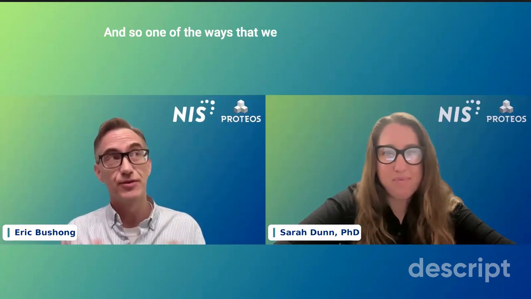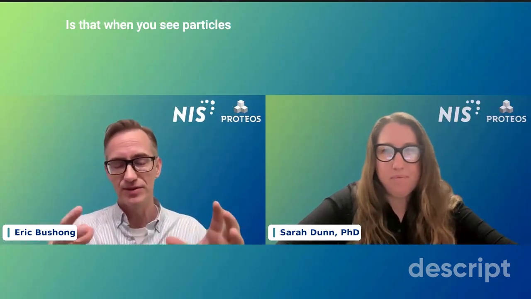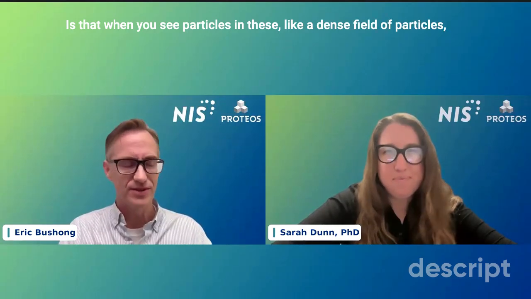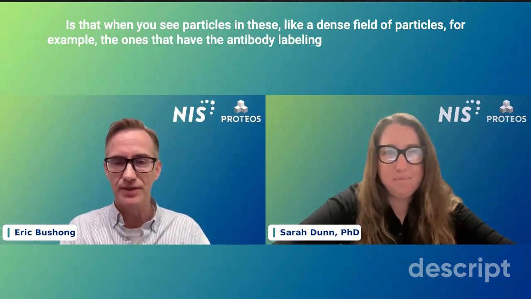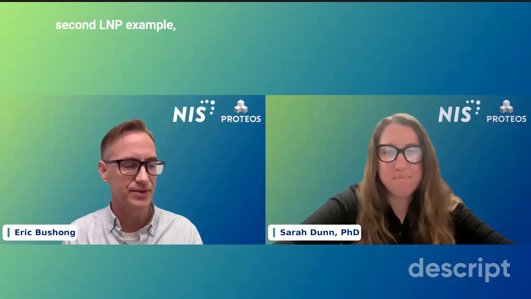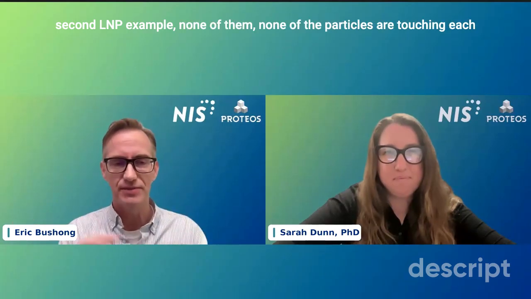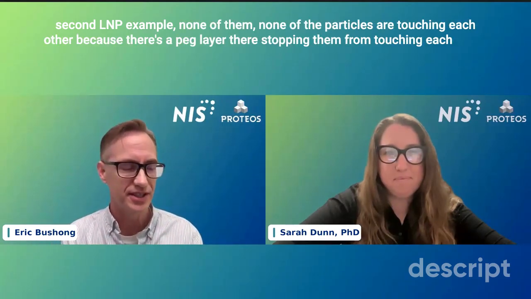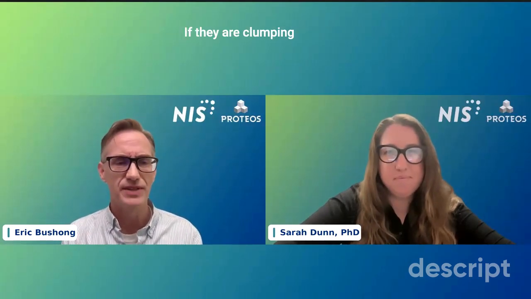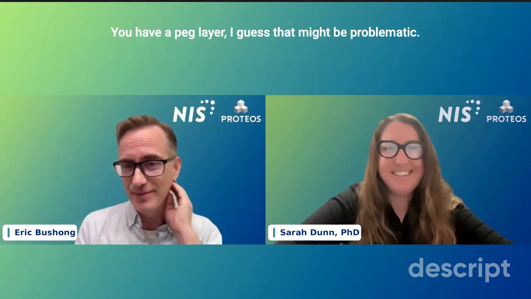And so one of the ways that we infer that it must be there is that when you see particles in a dense field of particles, for example, the ones that have the antibody labeling that we saw in I think the second LNP example, none of the particles were touching each other because there's a PEG layer there stopping them from touching each other. So part of it is just the nature of the particles themselves. If they are clumping together and you have a PEG layer, I guess that might be problematic.